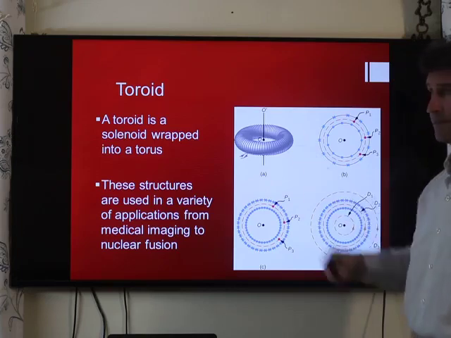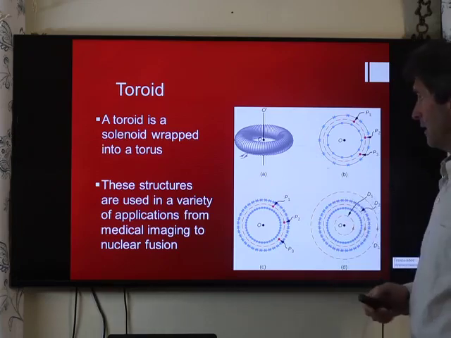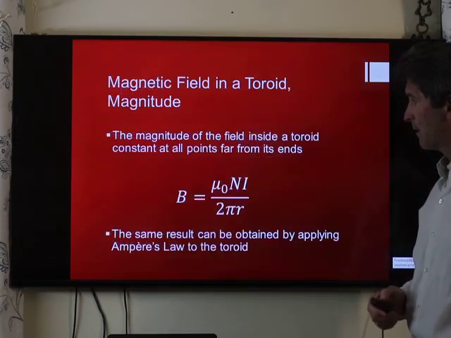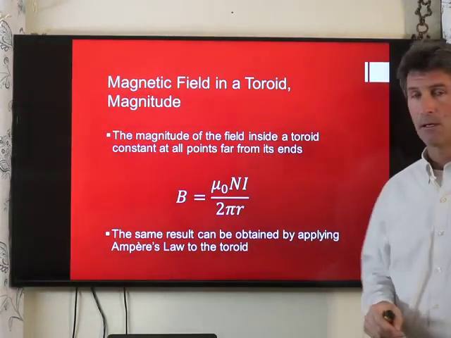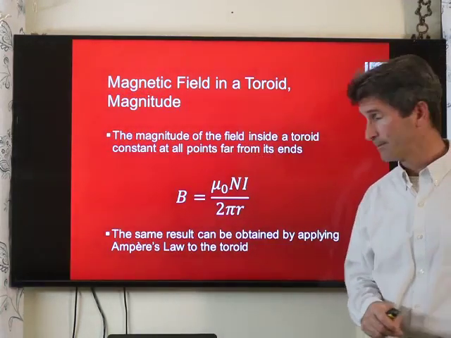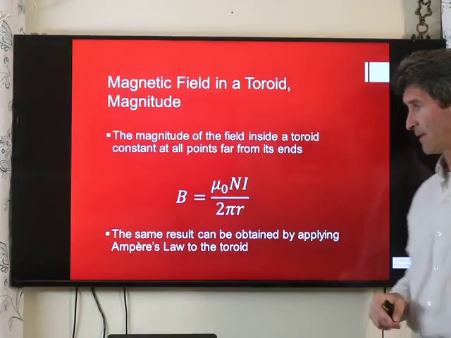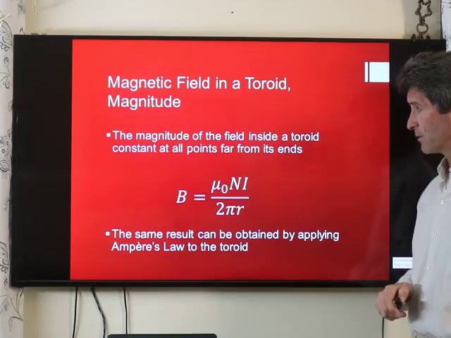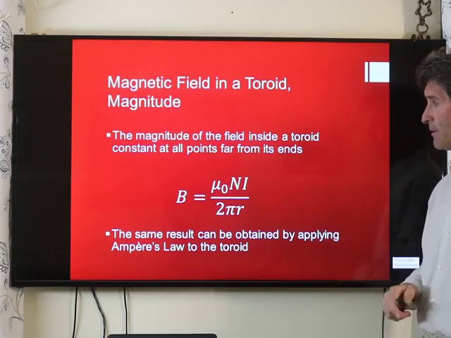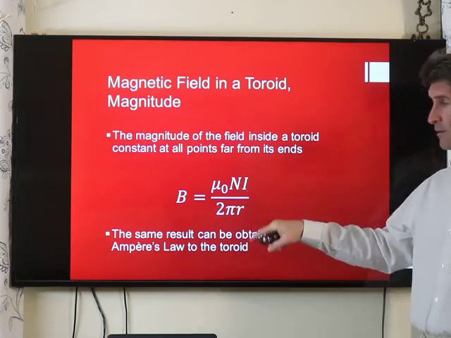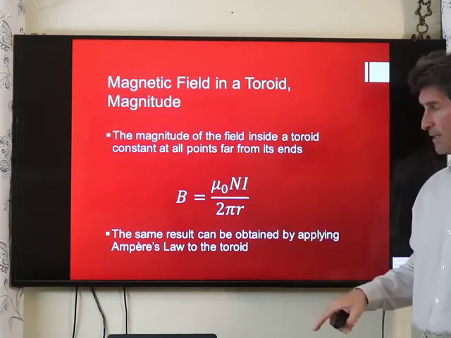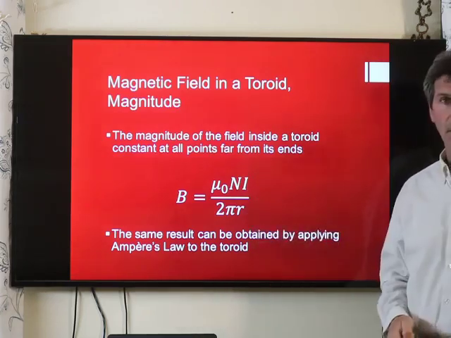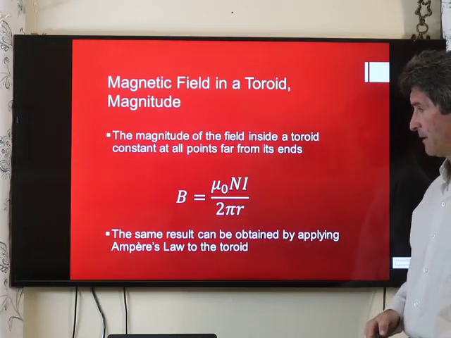But again, the magnetic field is greatest inside these coils, and we can again use Ampere's law to calculate that. We didn't do that here, but the magnetic field for a toroid goes by mu 0 N I over 2 pi R, where N is the number of coils, I is the current, and of course R is the radius of the toroid.